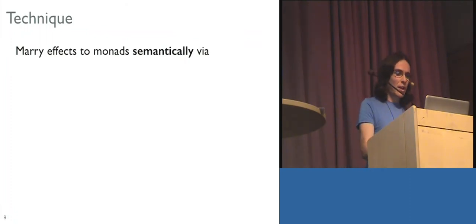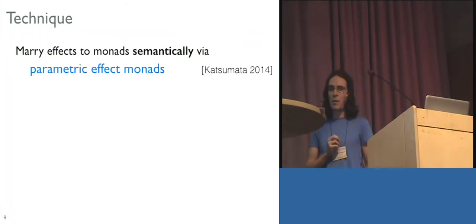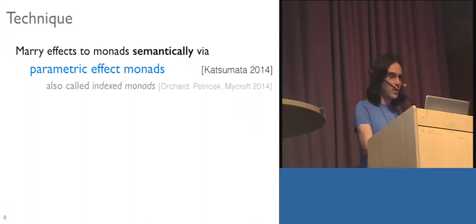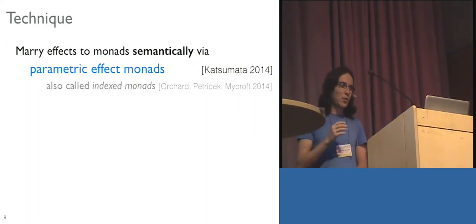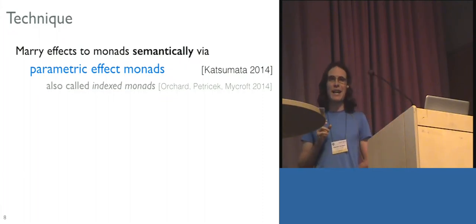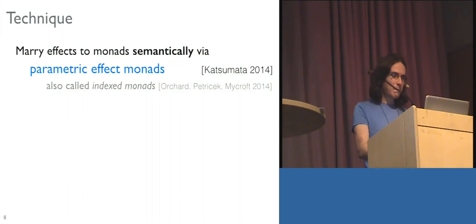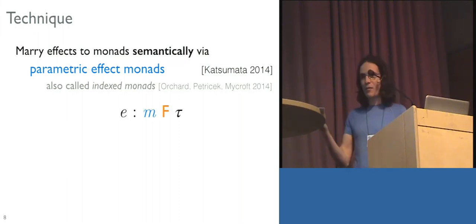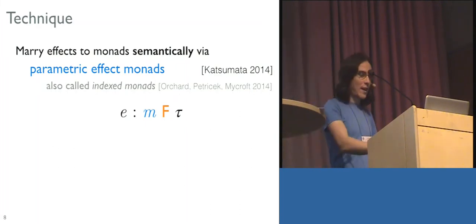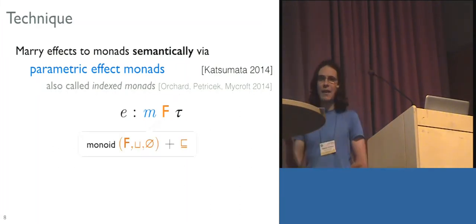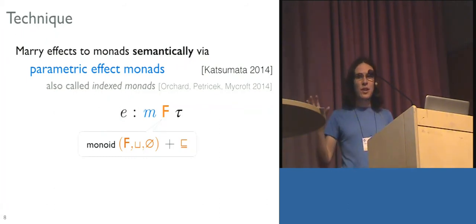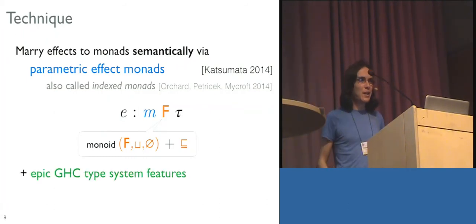We can marry effects and monads semantically using something called a parametric effect monad. Katsumata showed this at POPL this year. We also called it independently an indexed monad, but that's a bit of an overloaded name, so I'm not going to use that here. So we have one of these binary constructors for the monad, and it takes this effect annotation, and actually this is going to have some structure, and I'm going to show you the full definition in a moment.